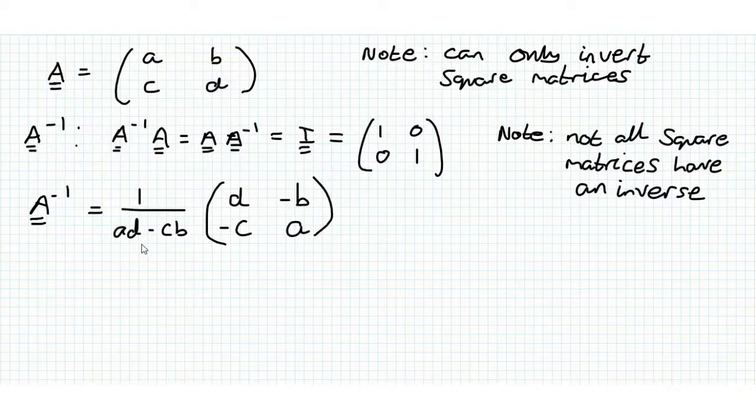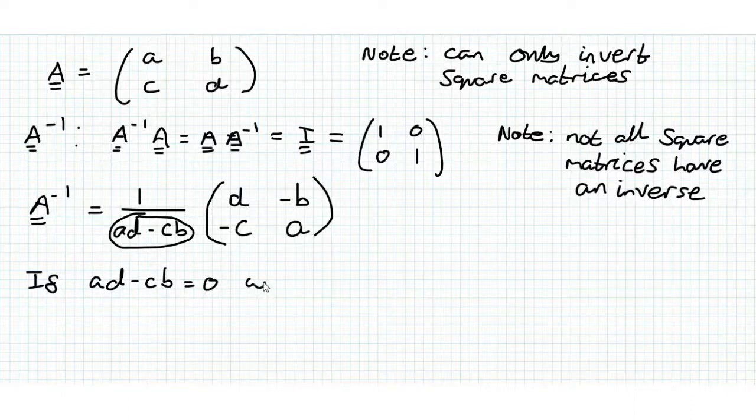And you can see now when you can't get the inverse of a matrix, and that's when you have a square matrix where this that I've just circled is equal to 0, because you can't divide by 0. Okay, so if ad minus cb is equal to 0, we say A is singular, and singular just means it doesn't have an inverse.